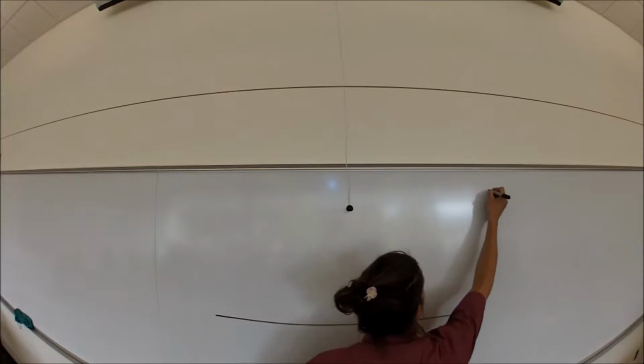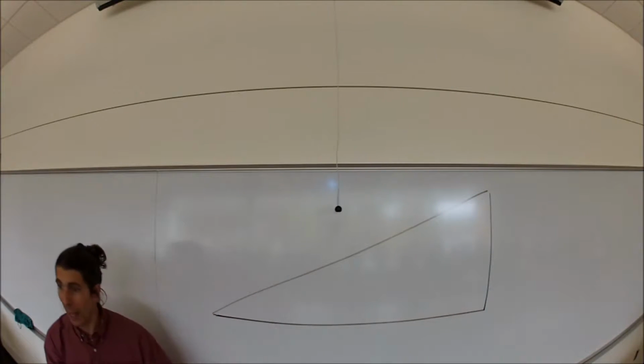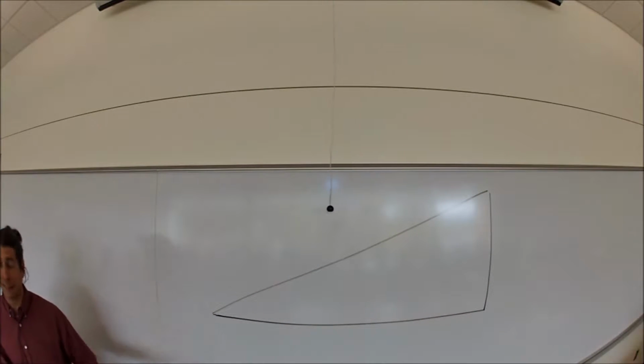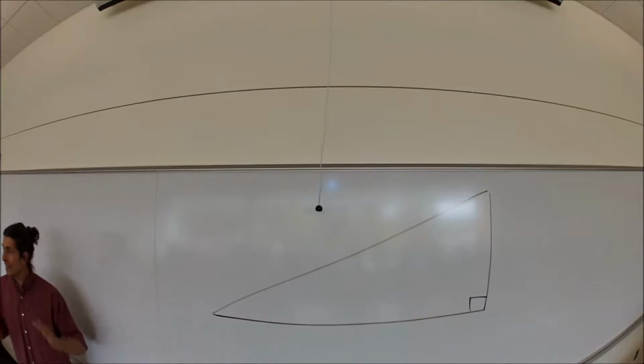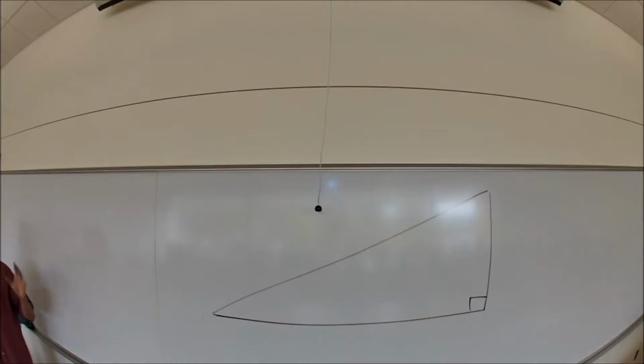Here's a road. And this is not drawn to scale at all. This is horribly not to scale. And here's your 90-degree angle. The 90-degree angle, for sure, has something to do with what's going on with the grade.